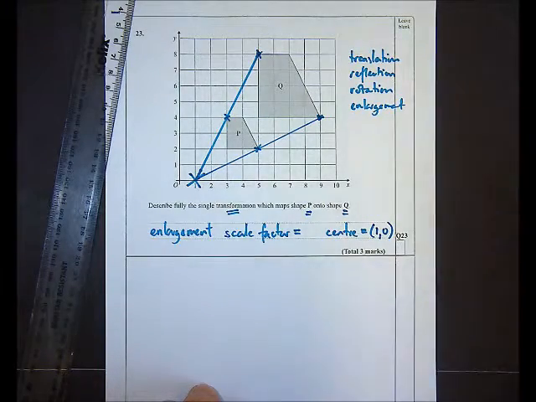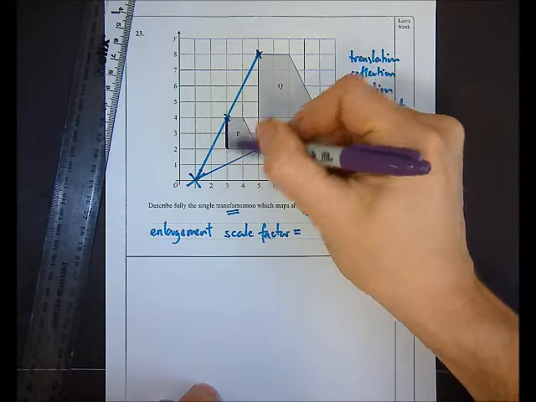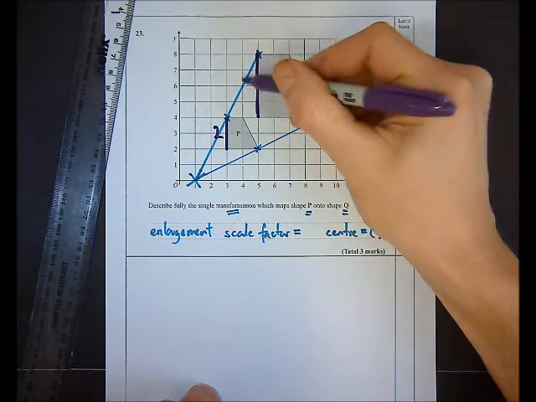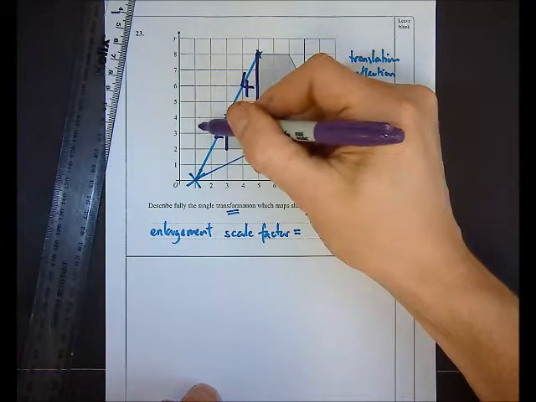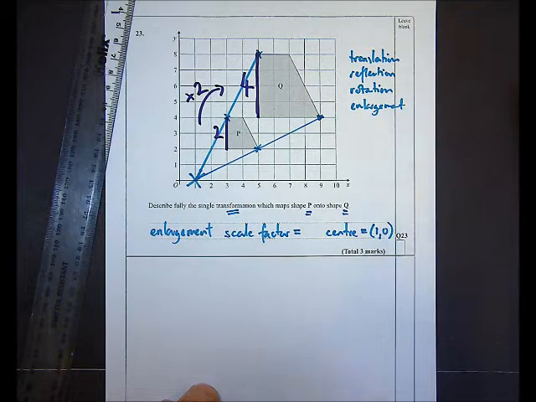Now the next bit is to work out the scale factor. Well, in the shape P, this side here is 2 squares, and this side here is 4 squares. So these distances have been doubled from P to Q, and therefore the scale factor is 2.